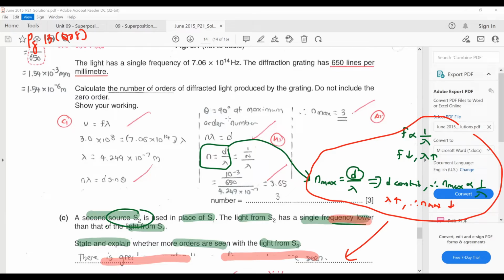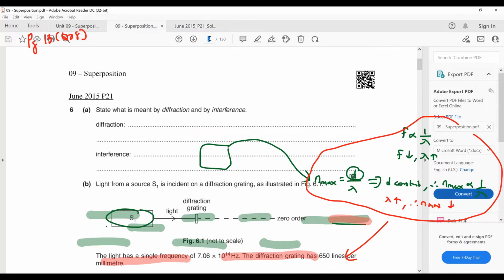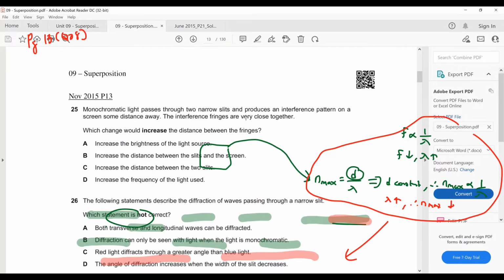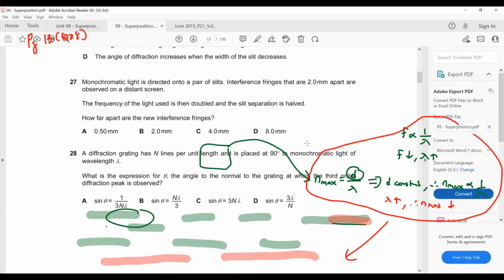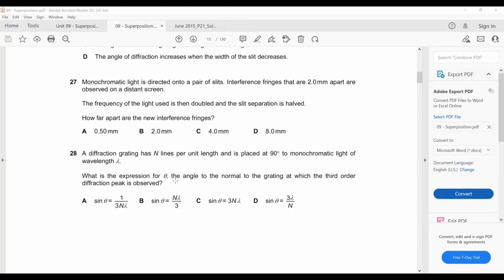Okay, we go to page 13, question 28. Okay, this one. So I'll clear everything off. Question 28, page 13. You have a diffraction grating with n lines per unit length and is placed at 90 degrees to monochromatic light of wavelength lambda. What would be the expression for lambda, the angle normal to the grating at which the third order diffraction peak is observed?